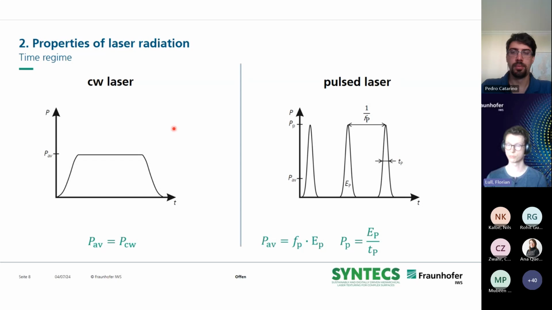And maybe the most important value of pulsed laser radiation is the pulse duration. With pulse energy and pulse duration, you can calculate the peak power. And here you can see that by decreasing the pulse duration, you can increase the peak power. So for pulsed lasers, it's generally true that the peak power is much, much higher than the average power.